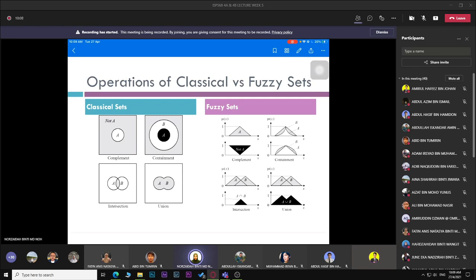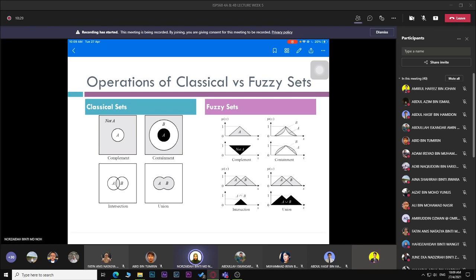they can intersect with each other and they can contain each other. So there are these operations, and we can also do this with fuzzy sets. However, the process of these operations on fuzzy sets will be a little bit different, as it involves some membership function. Okay, because the definition of classical set and fuzzy set are different, right?